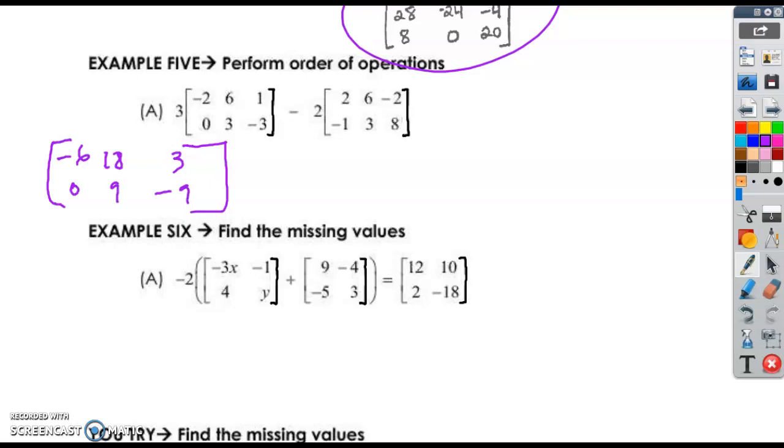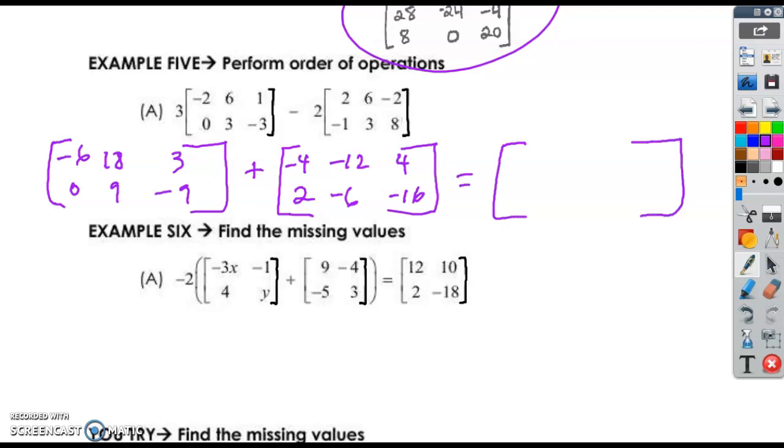If I change this to a plus and distribute the negative 2, then all the signs in here are going to change. And they're all going to be multiplied by 2 as well. So that's negative 4, negative 12, 4, 2, negative 6, and negative 16. Now I'm just going to add those together. So my new matrix has the same dimensions.